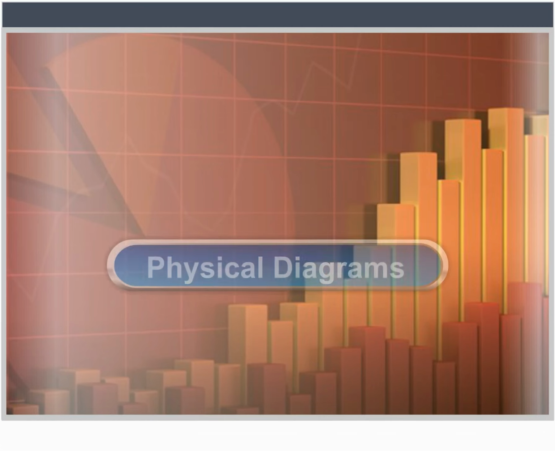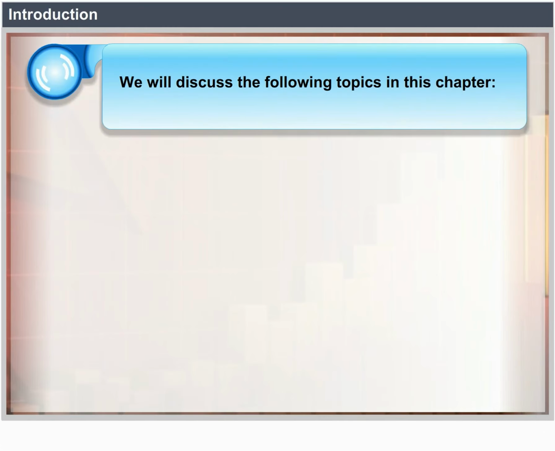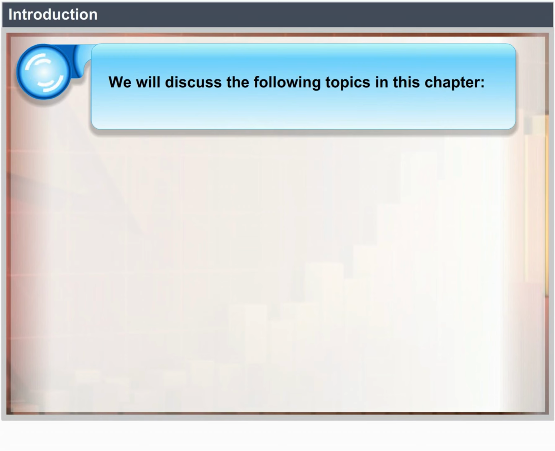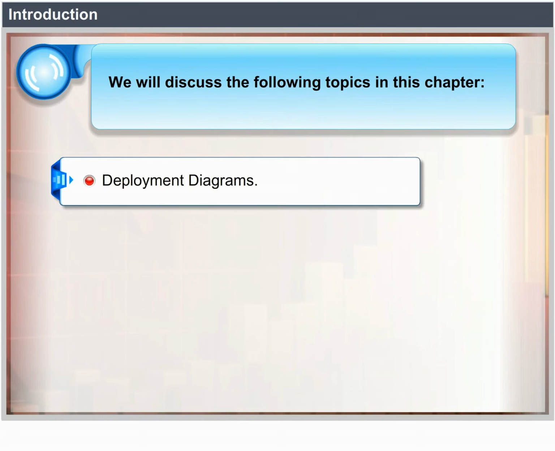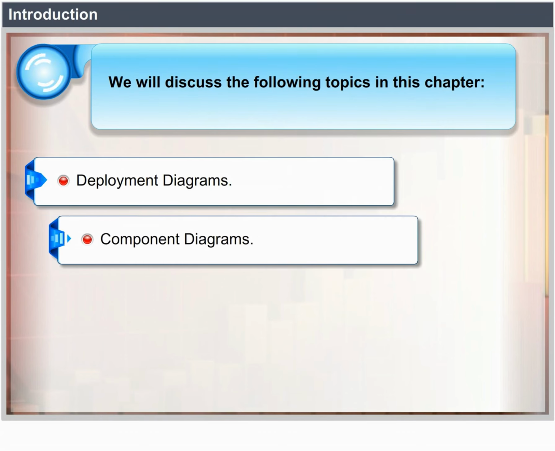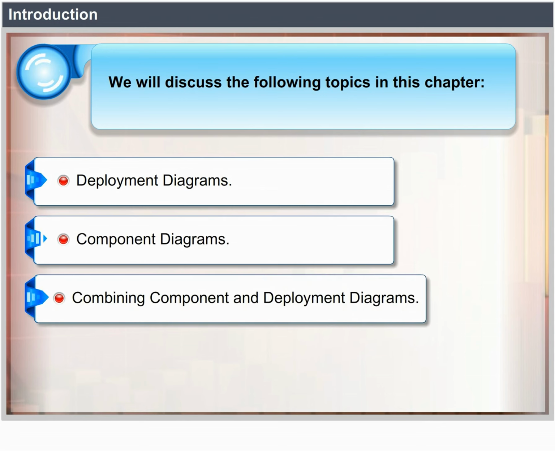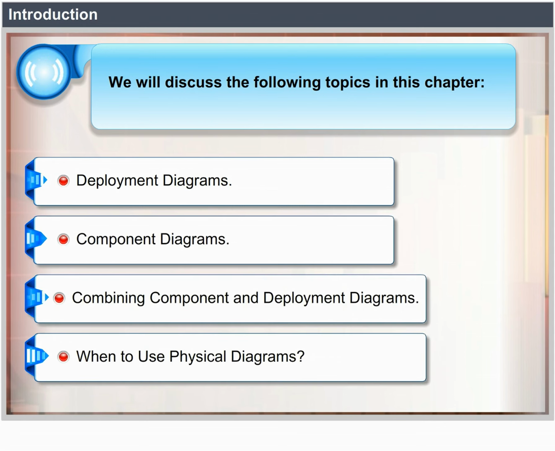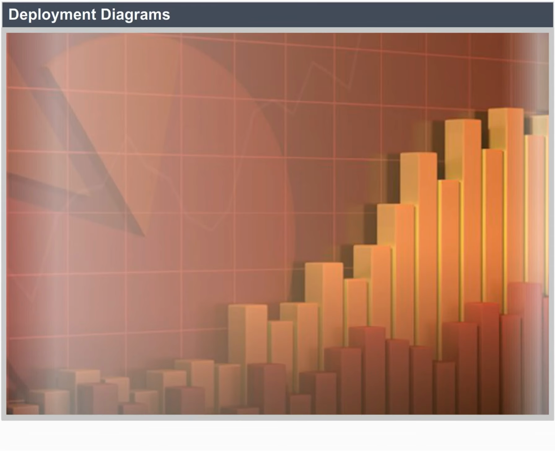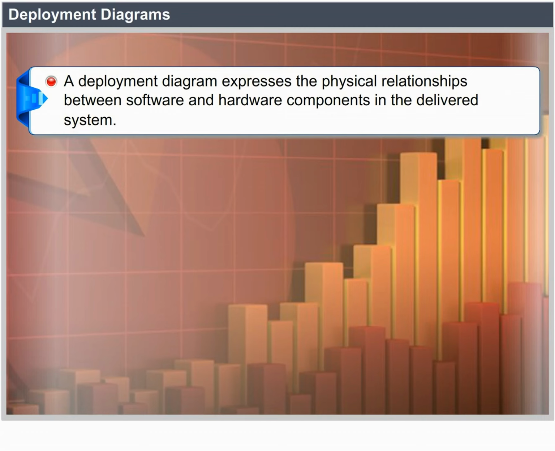Physical diagrams. Introduction. We will discuss the following topics in this chapter: deployment diagrams, component diagram, combining component and deployment diagram, when to use physical diagrams. Deployment diagram. A deployment diagram expresses the physical relationship between software and hardware components in the delivery system.